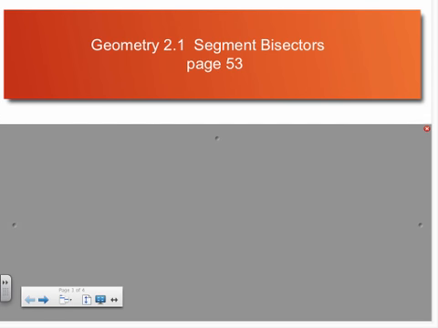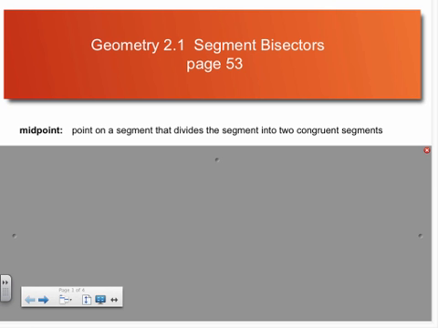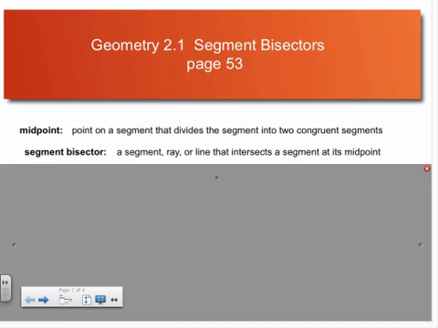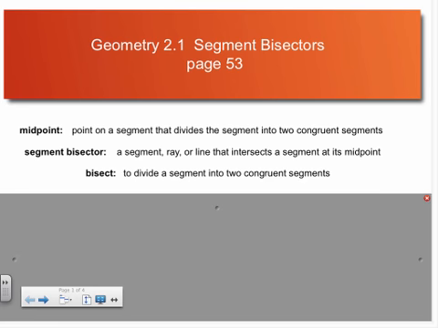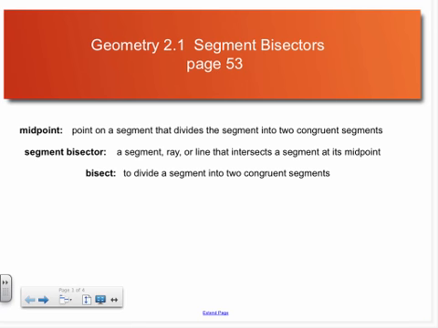Segment bisectors work hand in hand with midpoints. You can't have one without the other. A midpoint is a point on a segment that divides the segment into two congruent segments, or equal parts. A segment bisector, on the other hand, is a segment, ray, or line that intersects the segment at its midpoint. So the place where a segment bisector crosses the segment is called the midpoint. Again, remember, bisect just means to cut something, in this case a segment, into two congruent parts.